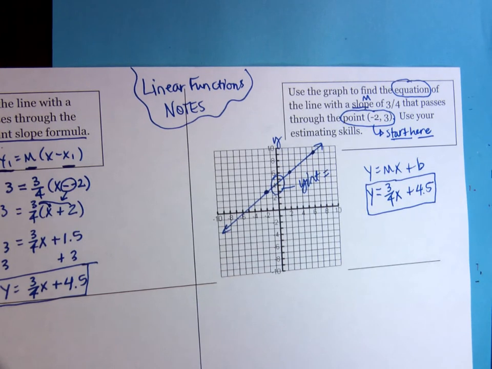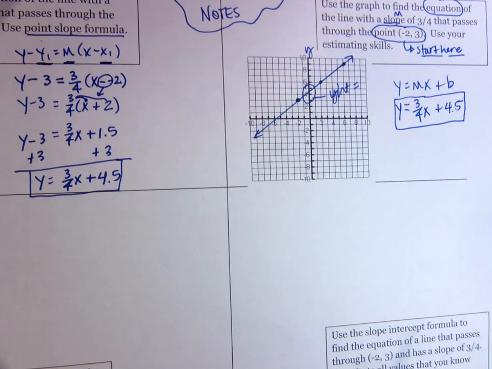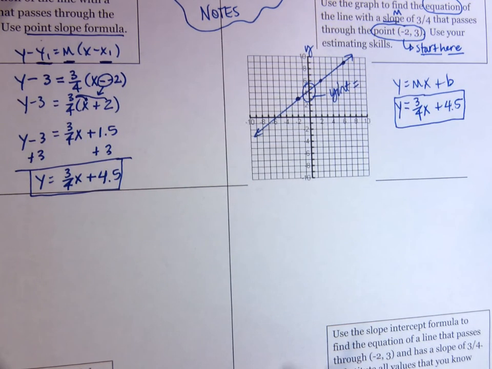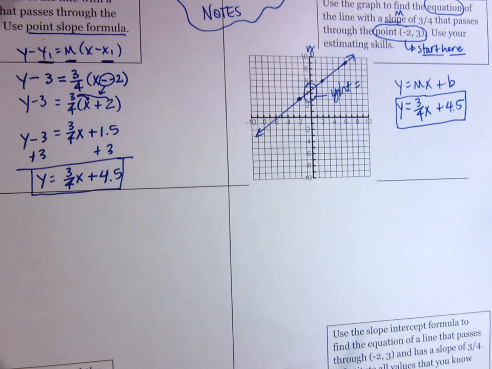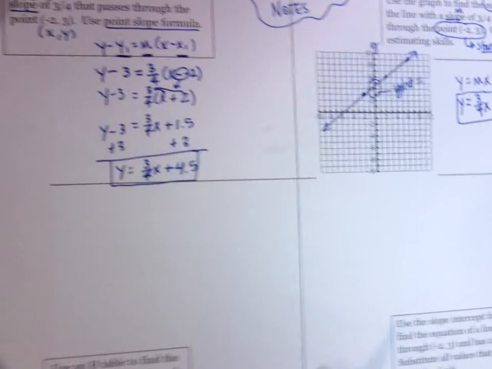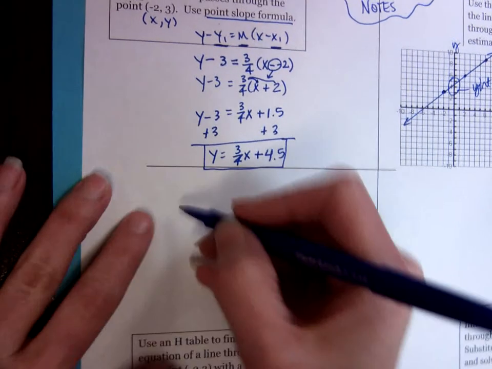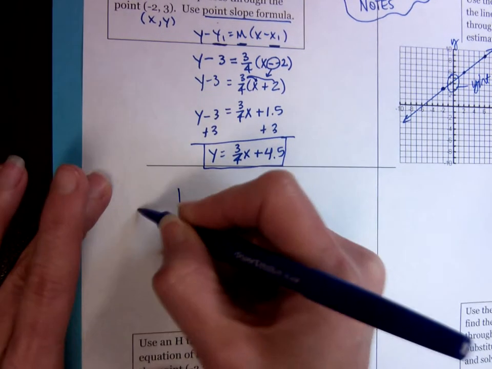Okay, let's look at the third box down at the bottom. The third box says, use an H table to find the equation of a line through the point -2, 3 with a slope of 3/4. So again, it's the same information that we're starting with, but it's asking you to do something different. We don't know anything about the equation except for the slope. We're going to use what's called an H table, and it looks like this.